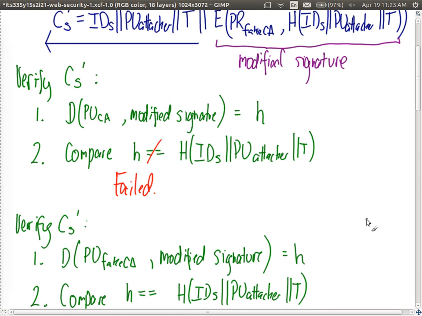Do they match or not? Hands up for yes, match. Hands up for no, don't match. A few people had yes. Why do you think it matches?